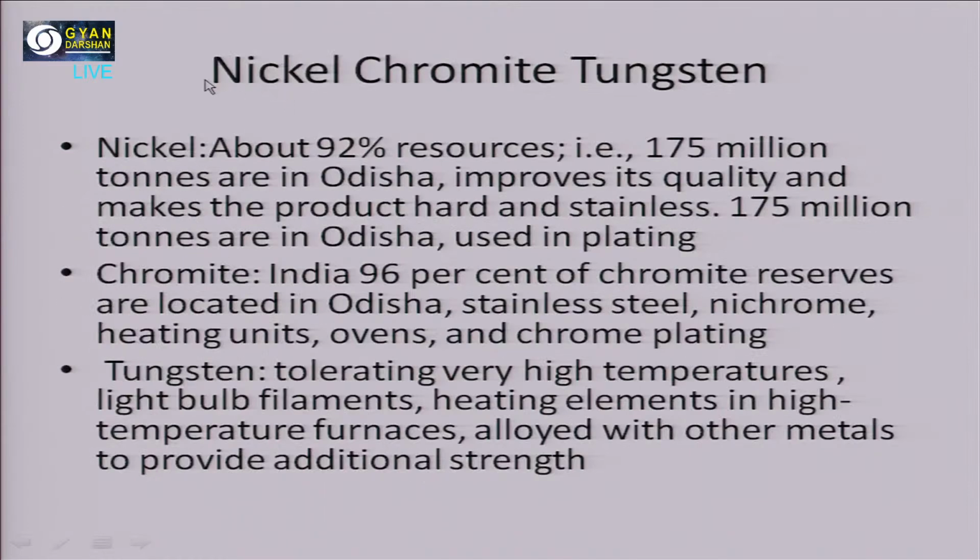Now these are other important ferro minerals like nickel, chromite, and tungsten. Most of the nickel and chromite are used in making iron stainless. They are also used in heating units, ovens, and chrome plating. And tungsten, you must have studied, is capable of tolerating high temperatures. So they are used in light bulb filaments and heating elements in high temperature furnaces, and they are alloyed with other metals to provide additional strength.